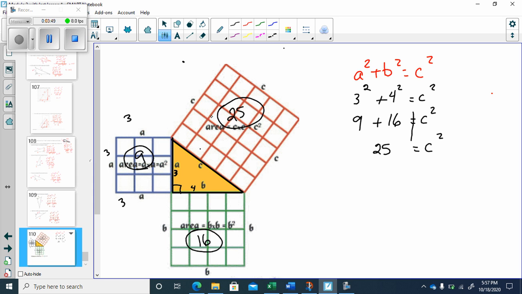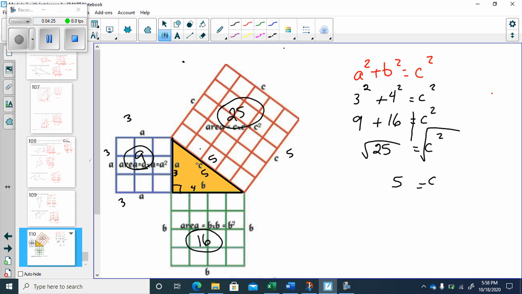Interesting. If I take a square that uses this side plus a square that uses this side, does it give me a square that uses this side? What's the square root of 25? Okay, because we're looking for c. We take the square root of that, and c would be equal to 5, okay? So this side is 1, 2, 3, 4, 5 units long.